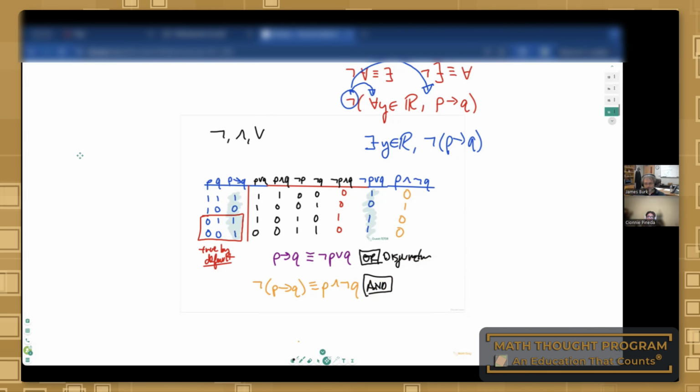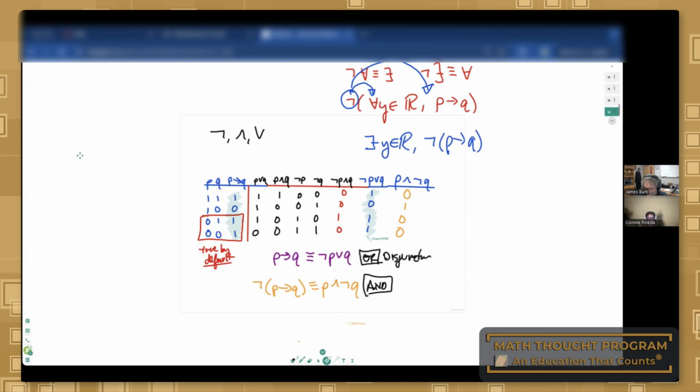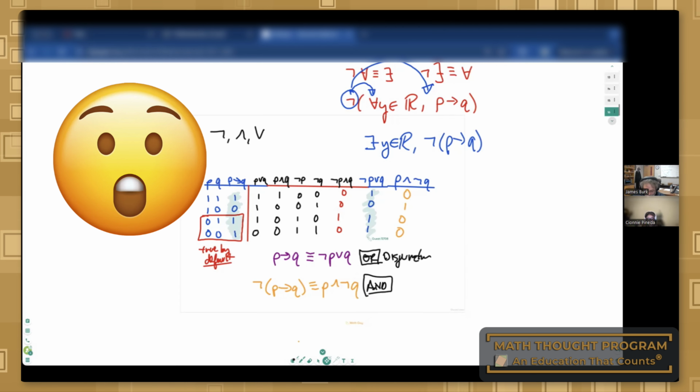If you take the negation of a conditional statement, is it a conditional statement? It's not. What we just discovered was a conditional statement is a disjunction. It's an or statement. And if you take the negation of a conditional statement, are you getting another or statement? No. You're not. And this seems so incredibly wild. It seems strange, doesn't it?